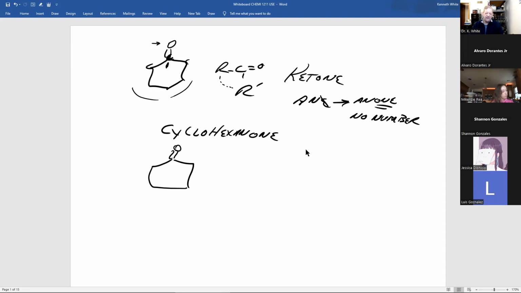So here's one for you. What's the IUPAC name for this molecule? Your turn.